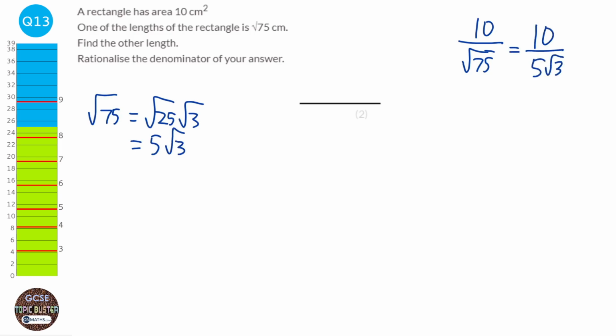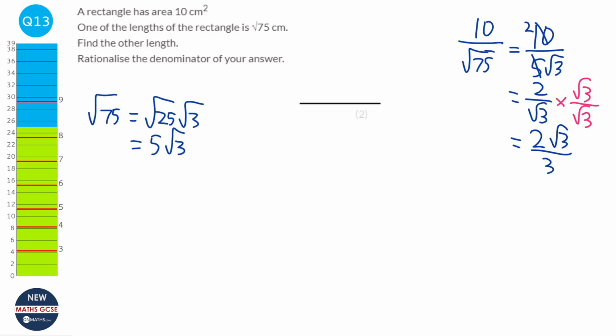Now notice top and bottom can be simplified, so that becomes 2 over root 3. And we're asked to rationalise the denominator, so we're going to times this by root 3 over root 3. And so we end up with 2 root 3 over 3. So our answer is 2 root 3 over 3.